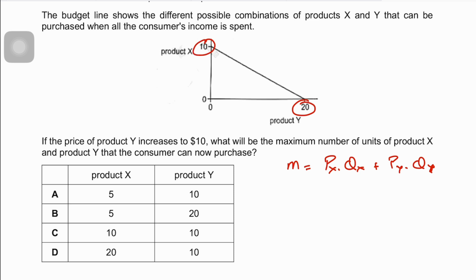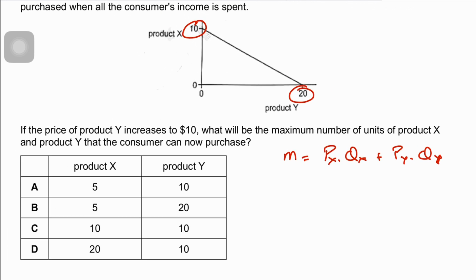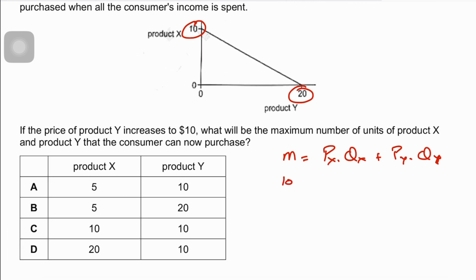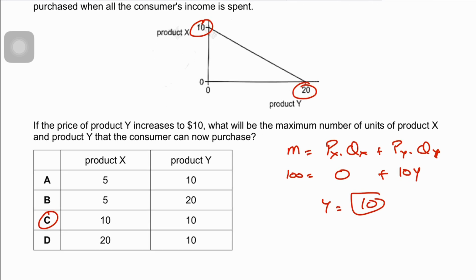And by the way, since the price of Y is going up to $10, we can still buy the same number of X if all income is spent on X, right? But the amount of Y that we can buy is now going to be less. If $100 is your income and all is spent on buying Y, where the price of Y is $10, so it's 10Y plus 0, the maximum number of Y that you can buy is 10, and so C should be the correct answer, that is 10 units of X and 10 units of Y.